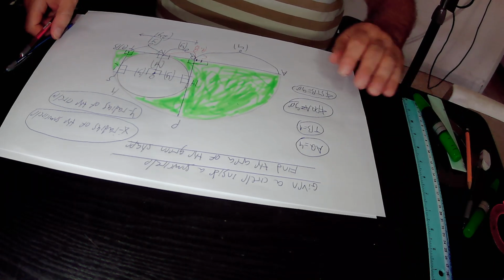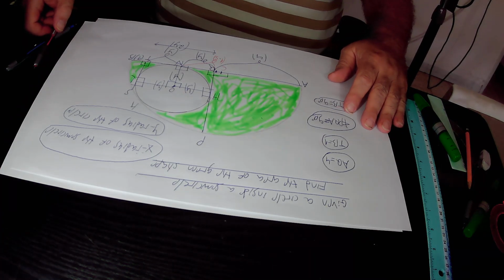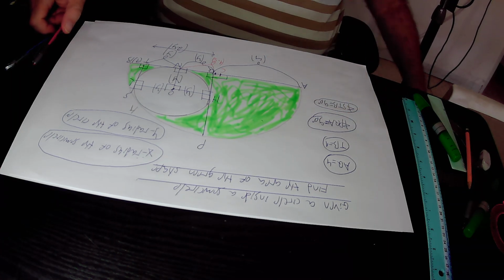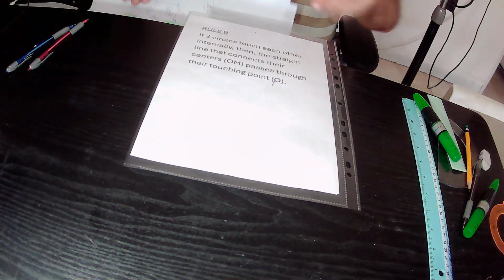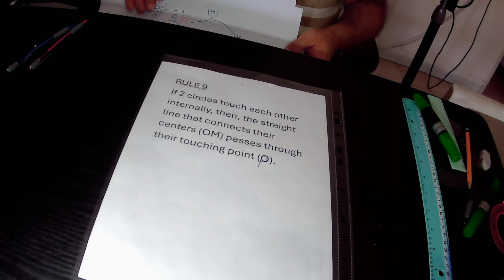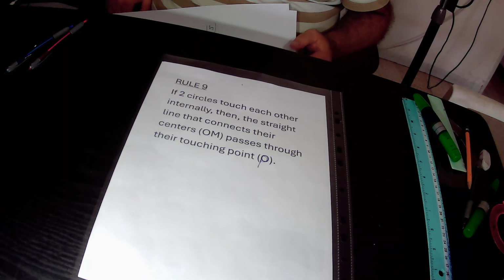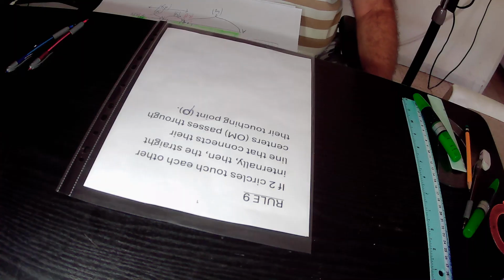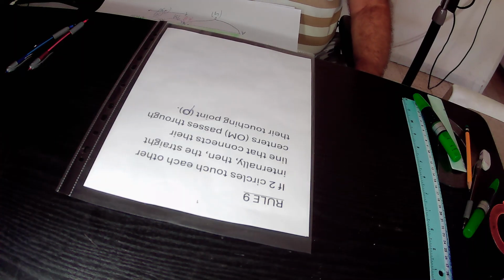In the next step, I'll present to you rule 9, the rule that we have already talked about in the previous lectures, and we will implement rule 9 in our drawing. According to rule 9, if two circles touch each other internally, then the straight line that connects their centers together passes through their touching points.